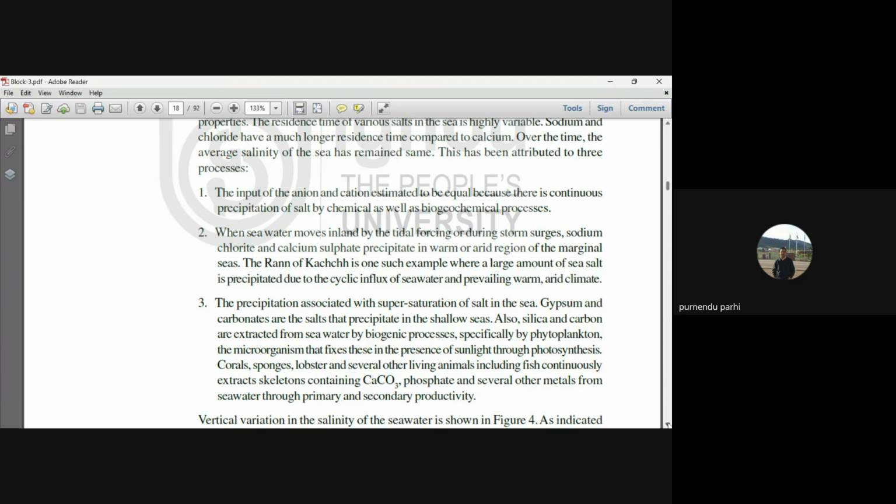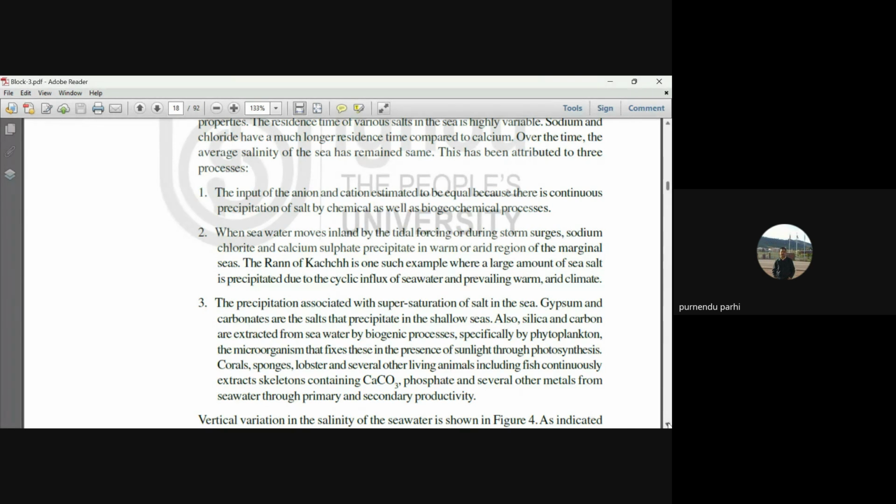The Rann of Kutch is one of the examples where a large amount of sea salt is precipitated due to the cyclic influx of seawater and the prevailing warm arid climate. The precipitation is associated with the supersaturation of the salt in the sea. Gypsum and carbonate are the salts that are precipitated in the shallow seas.